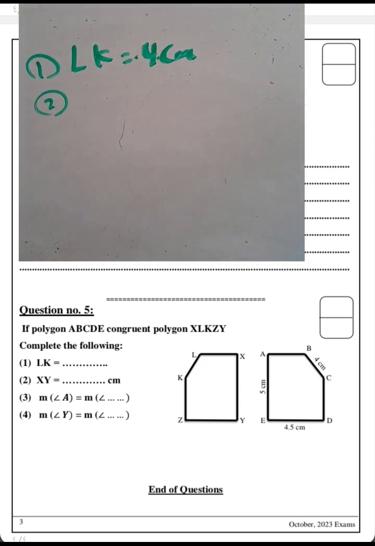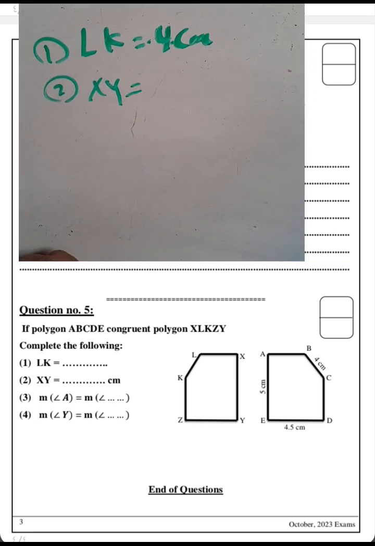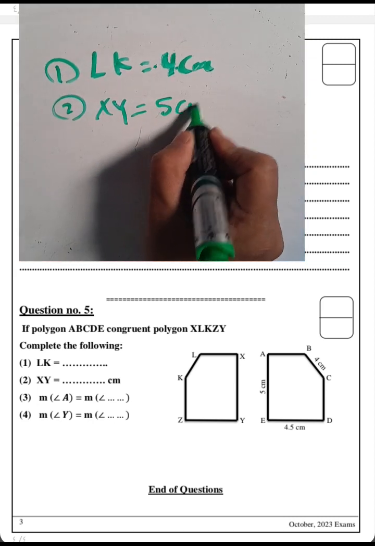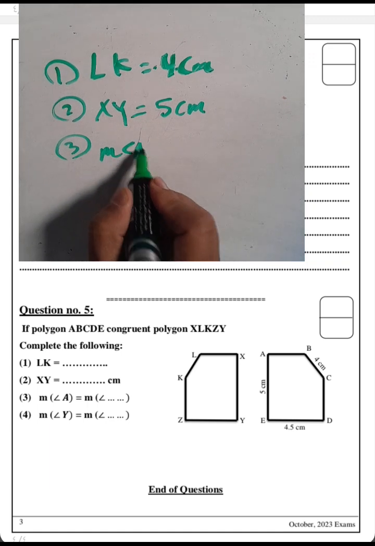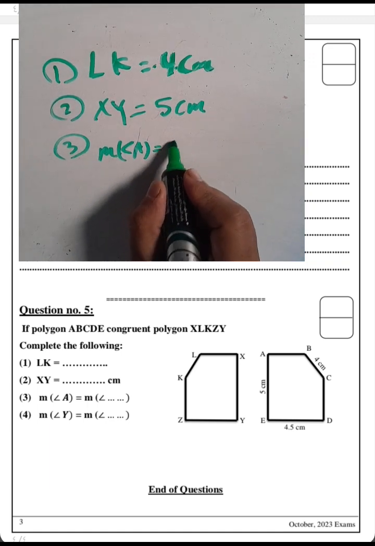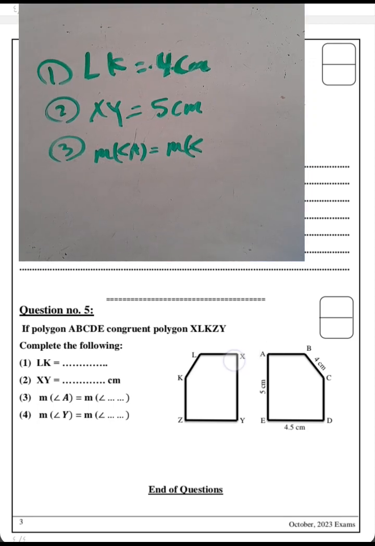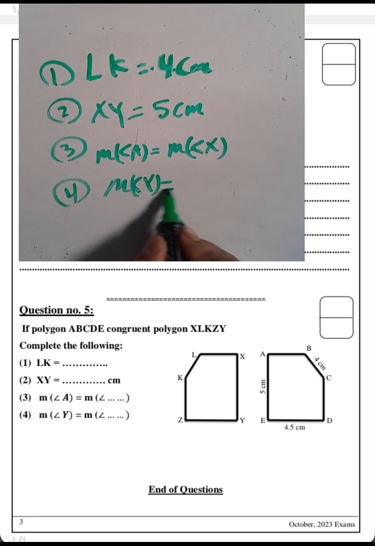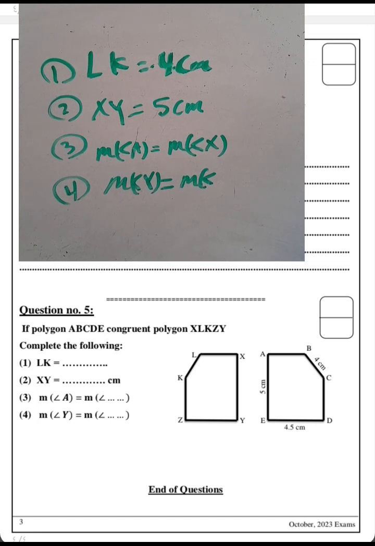And question number 2, XY congruent to AE equals 5 centimeters. Question 3, the measure of angle A equals the measure of angle what? A, angle X. Question 4, the measure of angle Y equals the measure of angle what? Y is congruent to E.